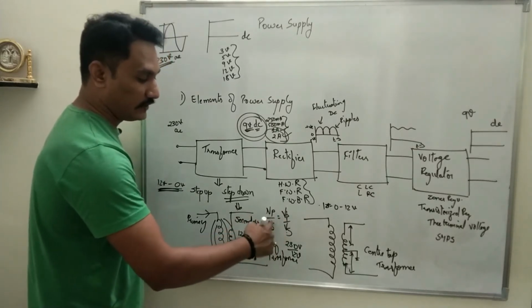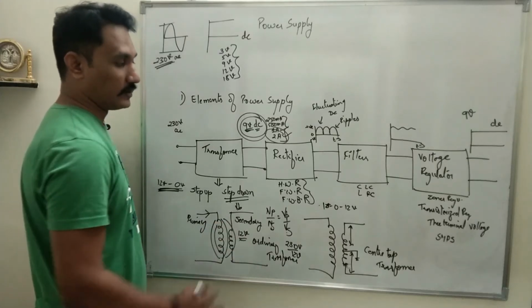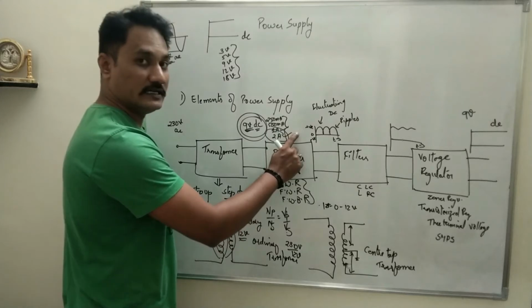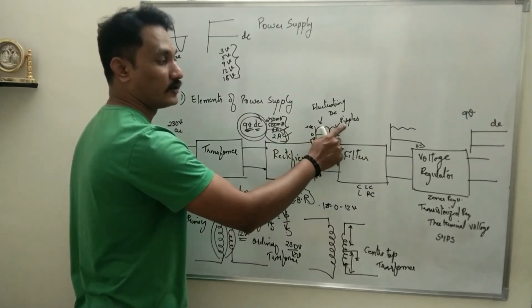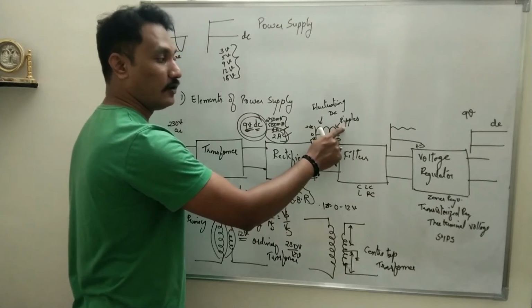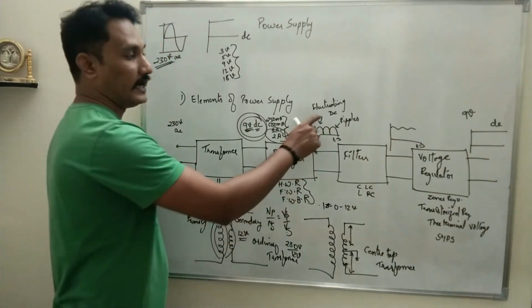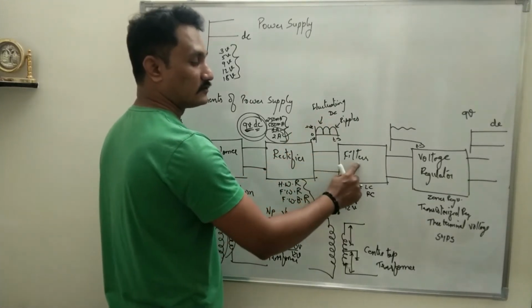So by this formula we can select the ratio, and accordingly we can design the transformer. After the transformer, there is a rectifier which converts AC into DC, but the output of the rectifier is not pure DC, it has ripples. What are ripples? The AC component mixed in the DC component at the output of the rectifier, and that signal is called fluctuating DC.